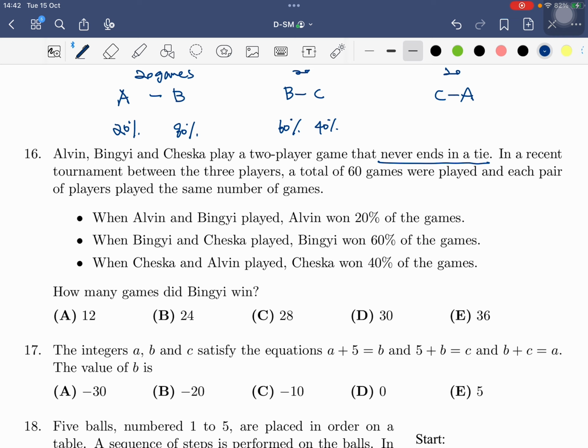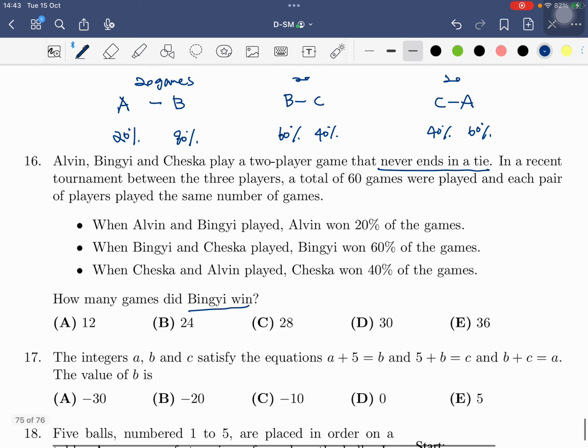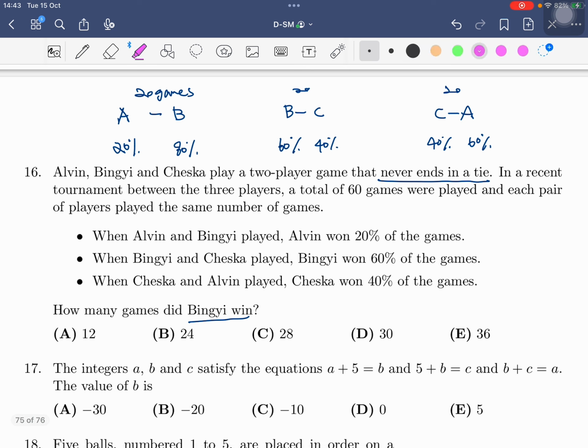So now Cheska won 40% and Alvin 60%. So the question is, how many games did Bingi win? So Bingi has here and here only. So during 20 games of the first pair, he is winning 80%. And the second set, B and C, among 20 games, he is winning 60%. So 16 plus 12, 28.